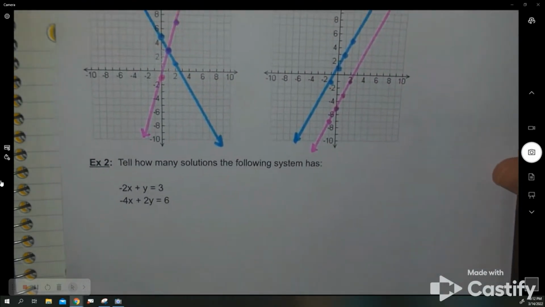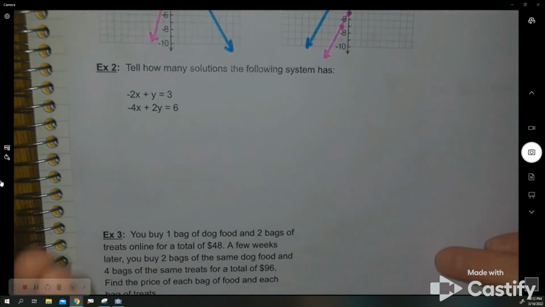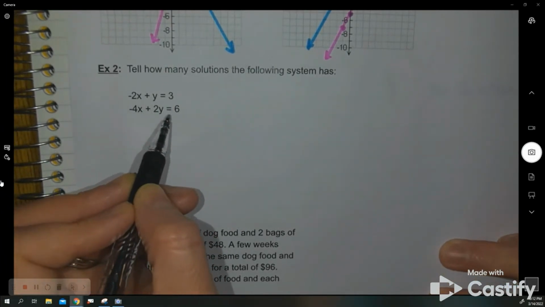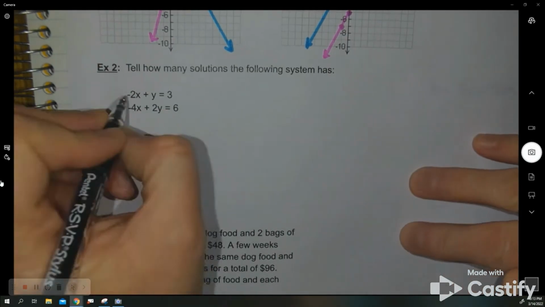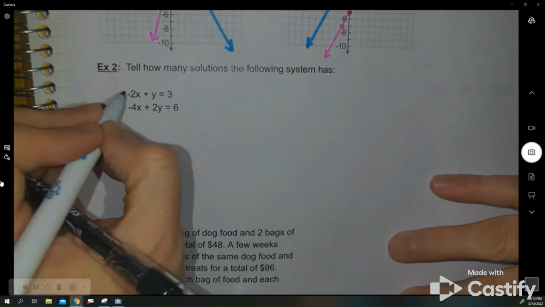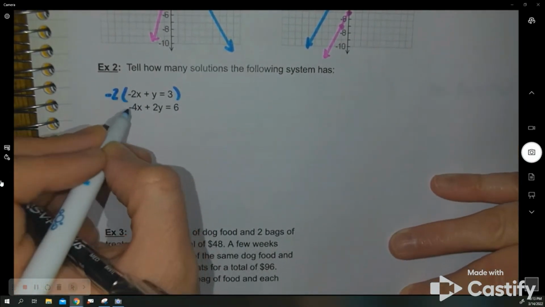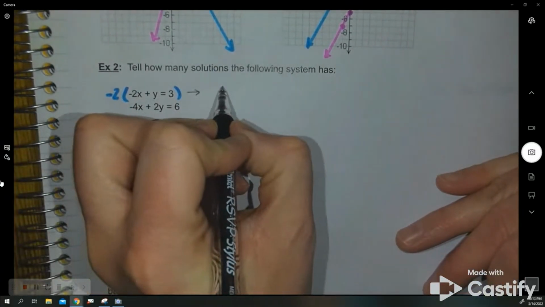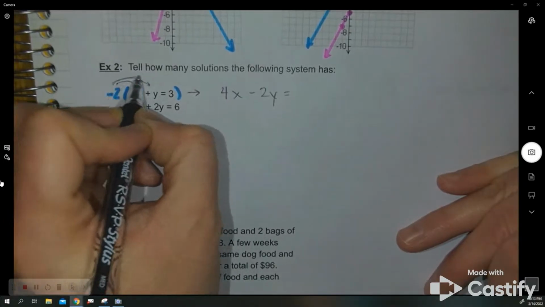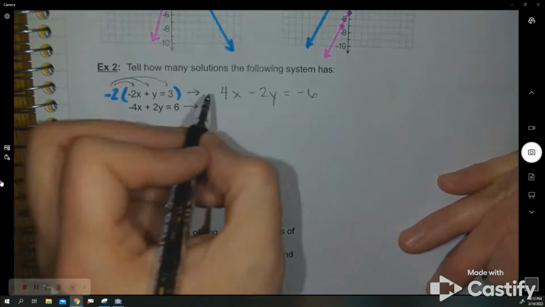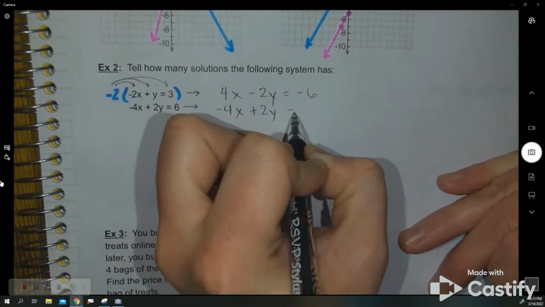For example 2, it says, tell how many solutions the following system has. So we've got -2x plus y equals 3, -4x plus 2y equals 6. If I want to do elimination for this one, since it's in standard form, I'm going to go ahead and multiply this top equation here by -2 to get rid of these x's. So that gives me 4x minus 2y equals -6. And then we'll bring this one over. -4x plus 2y equals +6.